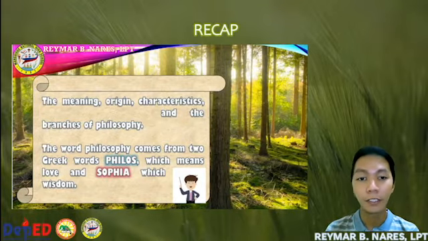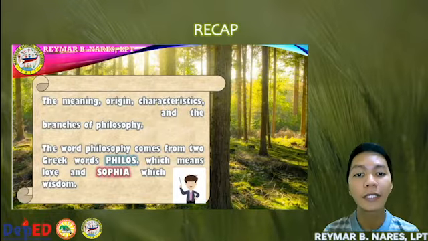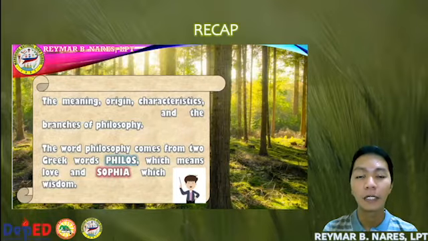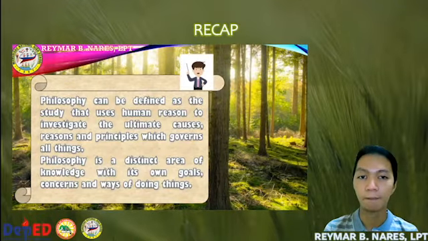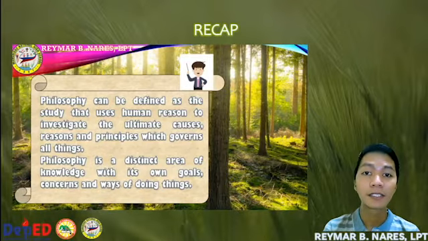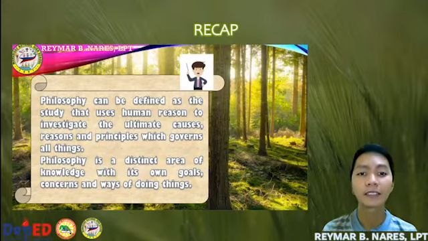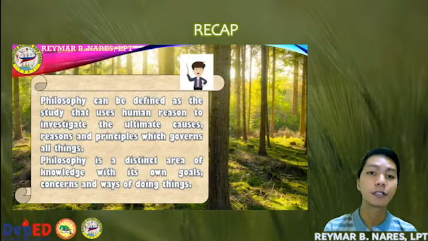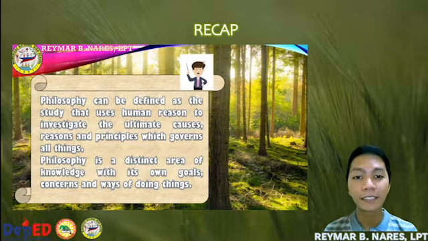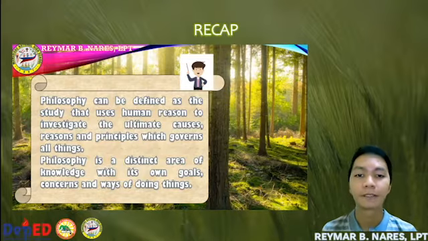We learned that the word philosophy comes from the two Greek words philos, which means love, and sophia, which means wisdom. Therefore, philosophy is a love of wisdom. Philosophy can be defined as the study that uses human reason to investigate the ultimate causes, reasons, and principles which govern all things, right?